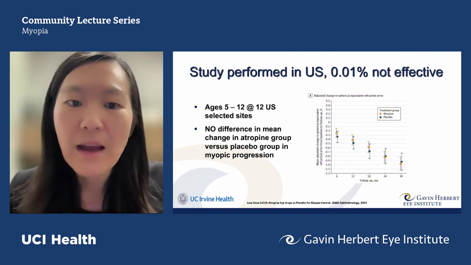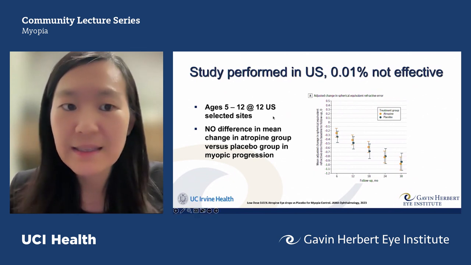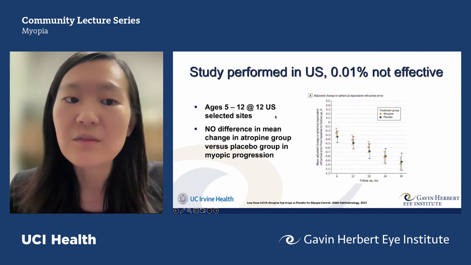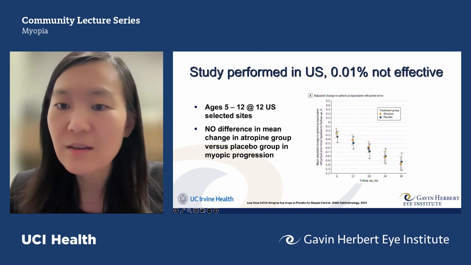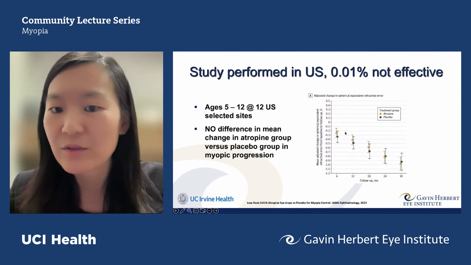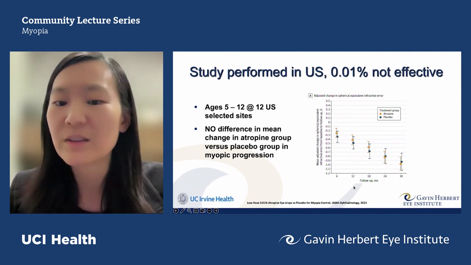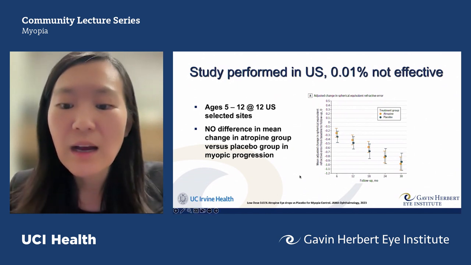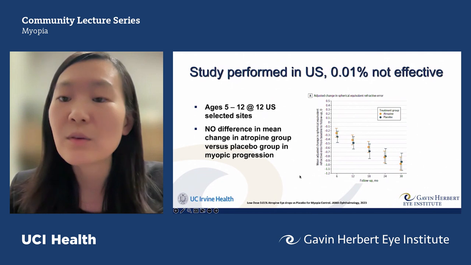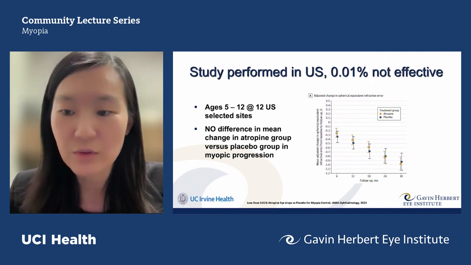So here are 12 selected US sites of kids between ages 5 and 12. And here on the right is what you see. The blue dots are the placebo and the orange dots are atropine 0.01%. As you can see, there's almost no difference in myopic progression. And so for children in the US, 0.01% may not be the effective dose.